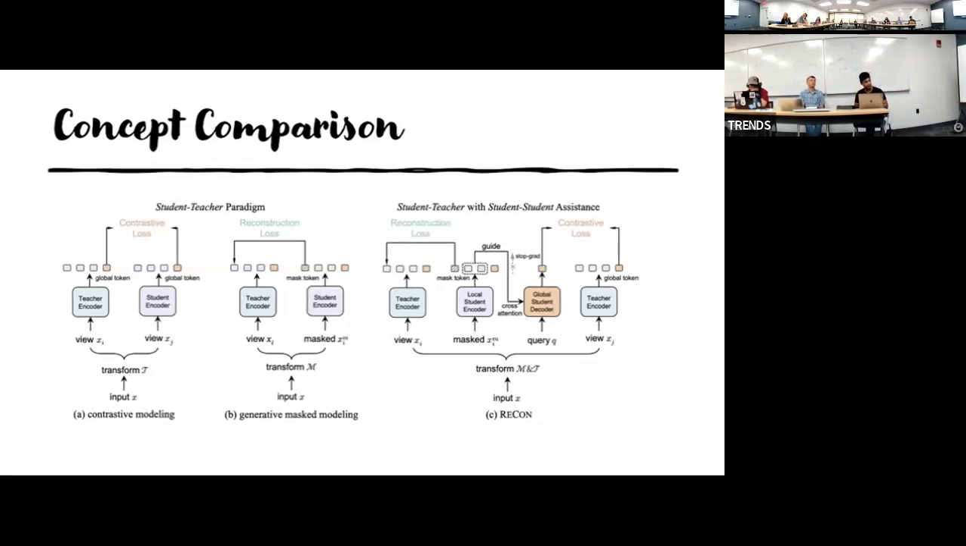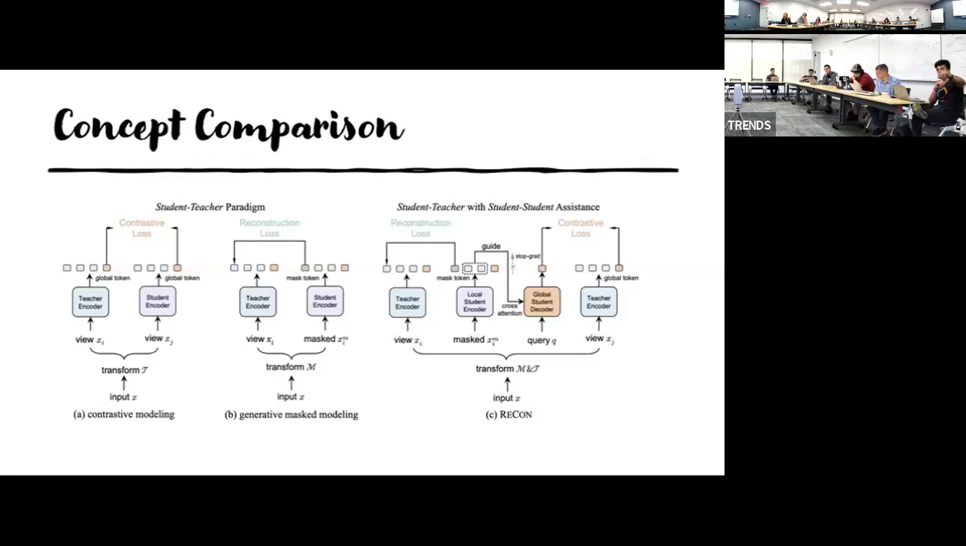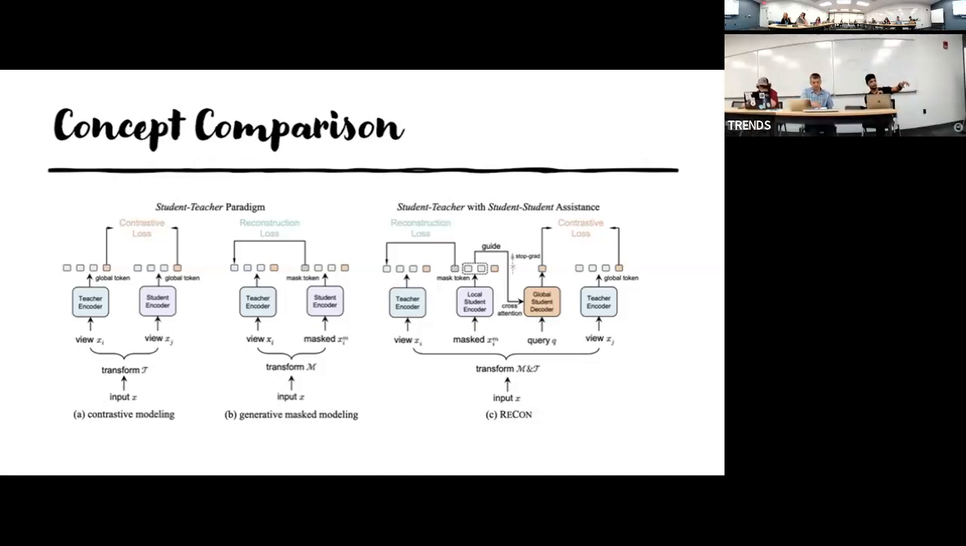Now, what they're trying to do in ReCon is they have the same input, but they transform it into two transformations. First is the M transformation and second is the T transformation. In this case, the local student encoder and the global student decoder represent the following: the local part is associated with the generative models, and the global part is associated with contrastive learning. And they guide your generative model in order to create better representations for the contrastive learning.